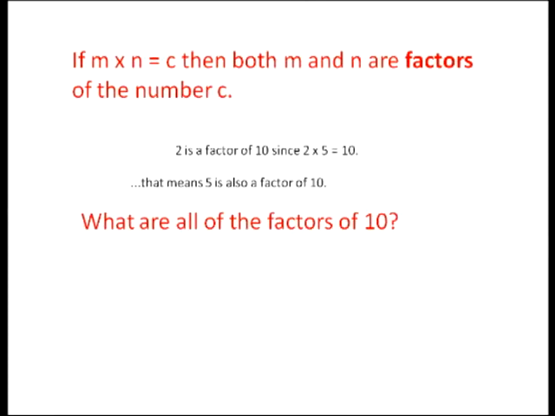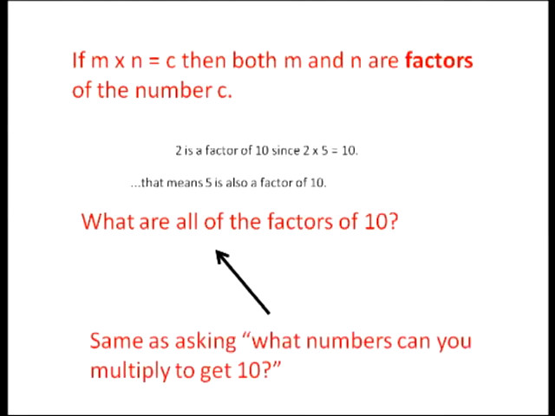What if I asked you what all of the factors of 10 are? This is the exact same thing as asking what numbers can you multiply to get 10. Think about it for a second. You can multiply 1 times 10. You can multiply 2 times 5. And we're talking about whole numbers. Can you multiply 3 by anything to get 10? Well, no. And in fact, if you divide 10 by 3, you'll get a decimal. So actually, all the factors are 1, 2, 5, and 10.